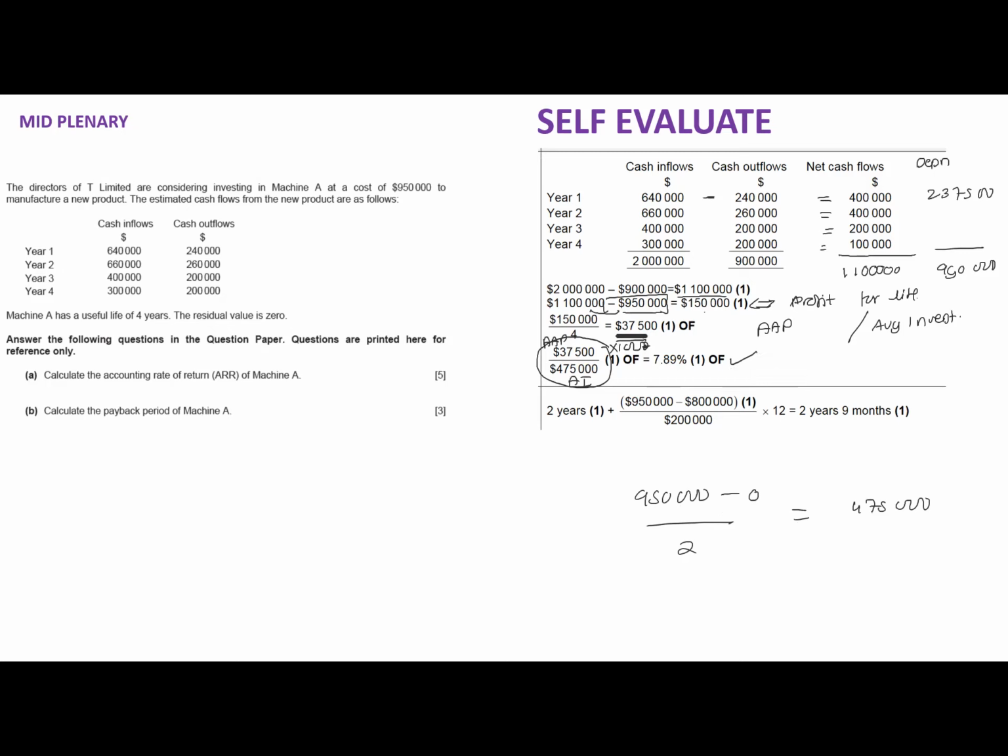Now payback period. So I will write my net cash flow. I will put my 0, 1, 2, 3, 4, and cumulative net cash flow.